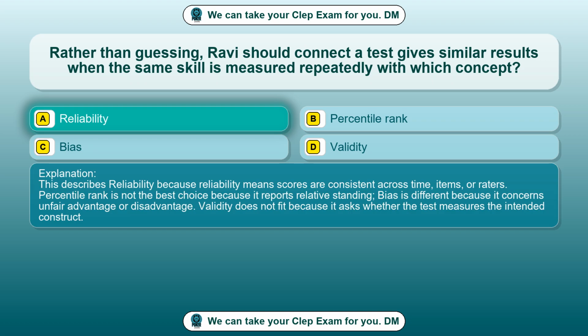This describes reliability because reliability means scores are consistent across time, items, or raters. Percentile rank is not the best choice because it reports relative standing. Bias is different because it concerns unfair advantage or disadvantage. Validity does not fit because it asks whether the test measures the intended construct.